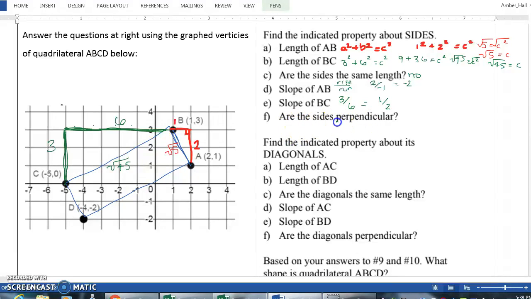Are the sides perpendicular? Well, if they are perpendicular, then their slopes must be the negative or the opposite reciprocal. So the slope of AB is 2 over negative 1, and the slope of BC is 1 over negative 2. So the fraction is flipped, and this one was negative and this was positive. So therefore, yes, it is a negative reciprocal, and yes, the lines are perpendicular.